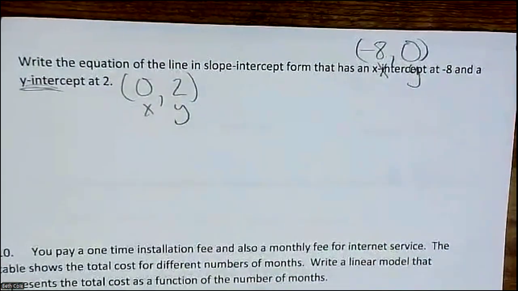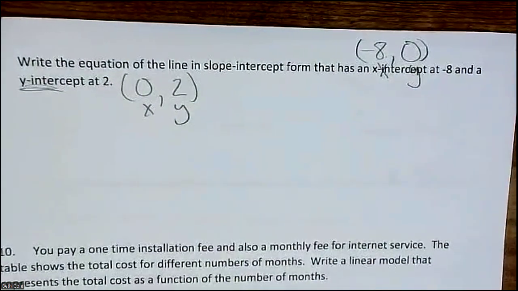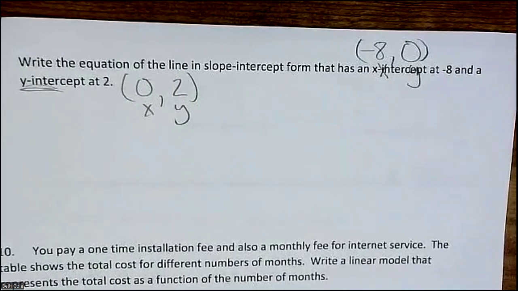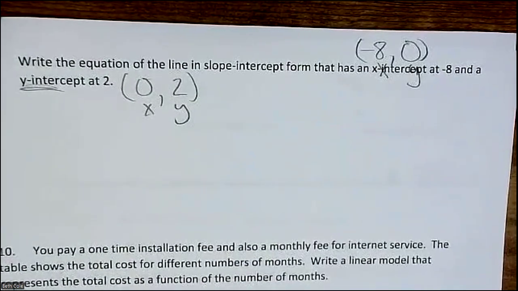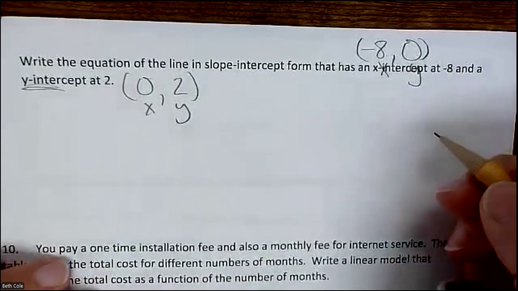What do we not have? Slope, thank you. If you don't have the slope, that's the first thing you need to find.